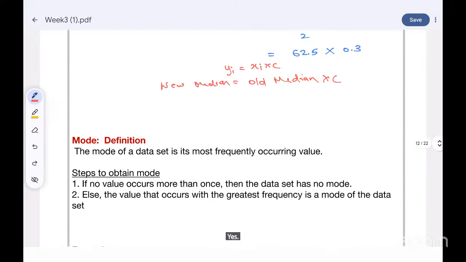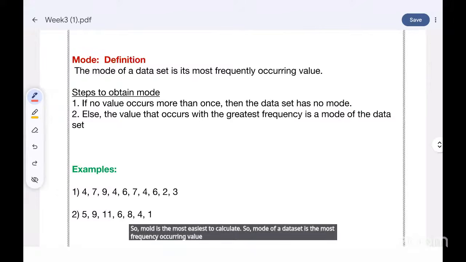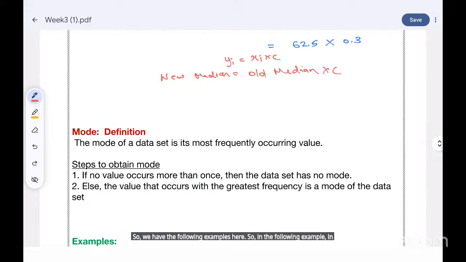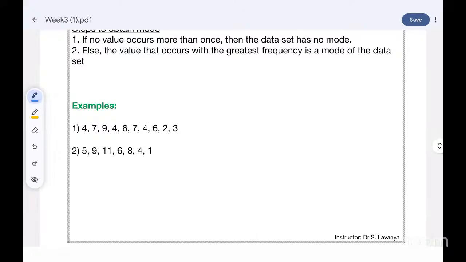Mode is the easiest to calculate. The mode of a data set is the most frequently occurring value. If no value occurs more than once, then there is no mode. Else, the value that occurs with the greatest frequency is the mode of the data set. We have the following examples here. A data set can be bimodal or multimodal, so there can be several modes.